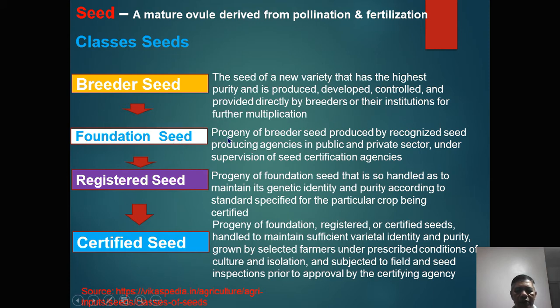The foundation seed is the progeny of the breeder seed produced by recognized seed producing agencies in public and private sector under the supervision of seed certification agencies. And of course, we have also the registered seed. This is the progeny of foundation seed that is so handled as to maintain its genetic identity and purity according to the standard specified for the particular crop being certified.